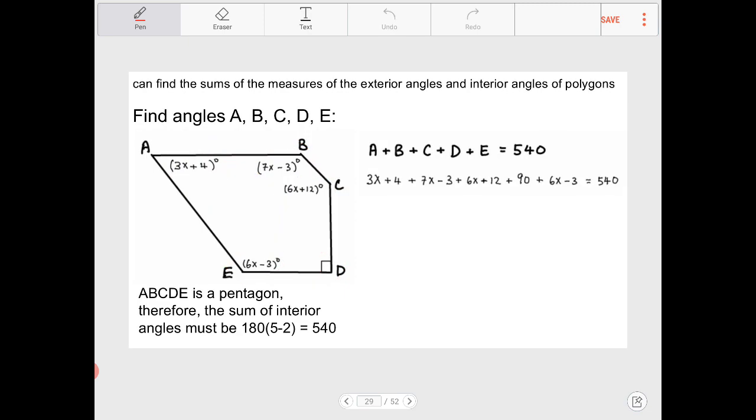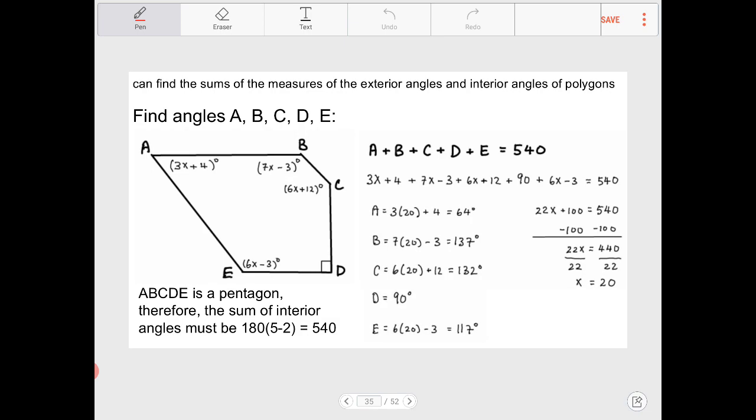I'm going to perform a substitution. And then I'm going to combine like terms. Subtract both sides by 100 and then divide by 22. Therefore, x is equal to 20. Lastly, I'm going to substitute x back in to figure out the angles for A, B, C, D, and E. Well, we already know what D is because D is 90 degrees. So all the angles are going to be 64, 137, 132, and 117.